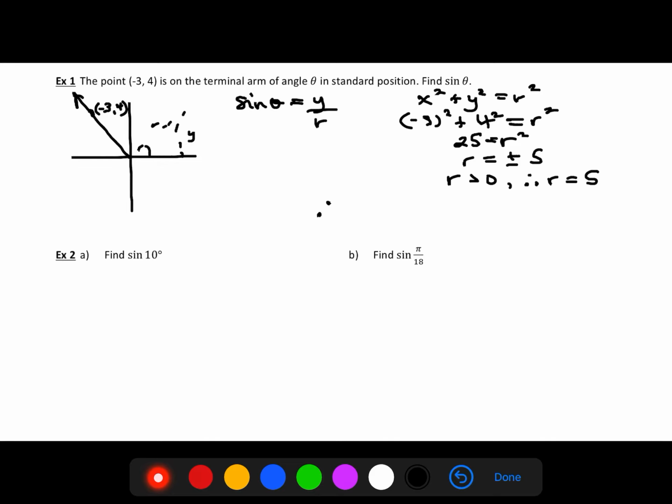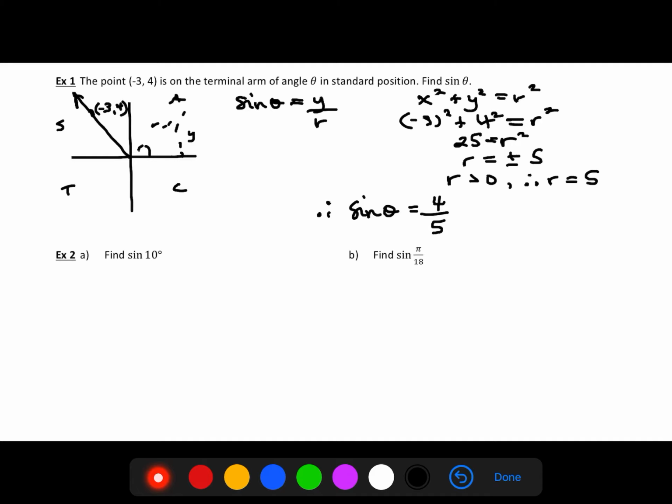Well, now we know that sine theta is going to be equal to our y value over our radius. And note that that's a positive ratio, which makes sense from our CAST rule that it should be in the second quadrant. Example number 2, we are going to find sine 10.